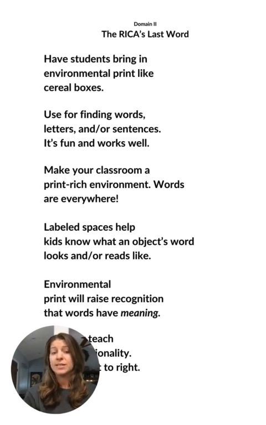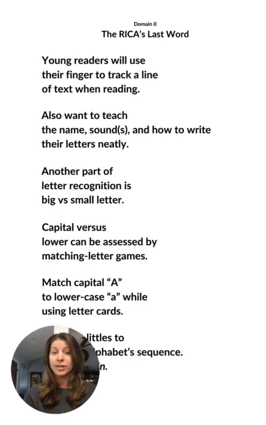Explicitly teach print directionality. We read left to right. Young readers will use their finger to track a line of text when reading. Also want to teach the name, sounds, and how to write their letters neatly. Another part of letter recognition is big versus small letter. Capital versus lower can be assessed by matching letter games. Match capital A to lowercase a while using letter cards. We want littles to know the alphabet sequence. A, C, fill it in.